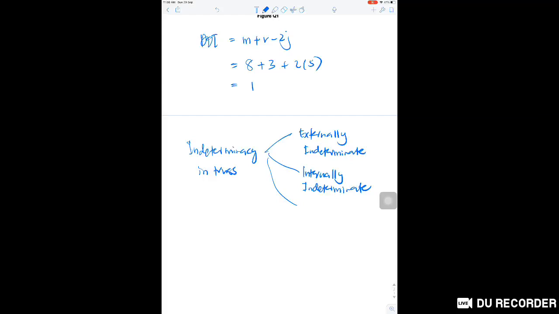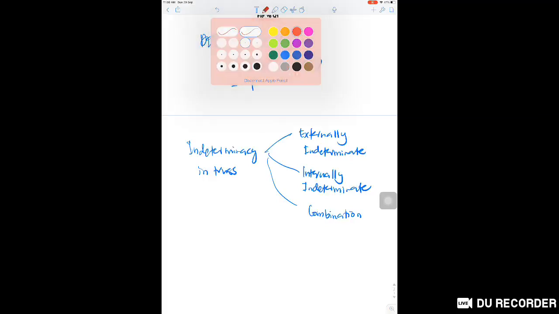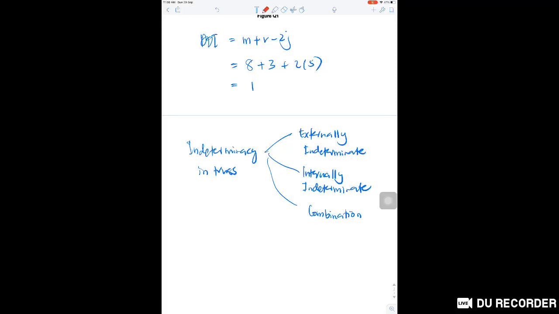And number 3 is combination. Combination of externally and internally means redundant in the system. There are 2 redundant. One is come from reaction, one is come from member force. So for externally indeterminate, redundant from reaction. For internally indeterminate, redundant from member force.